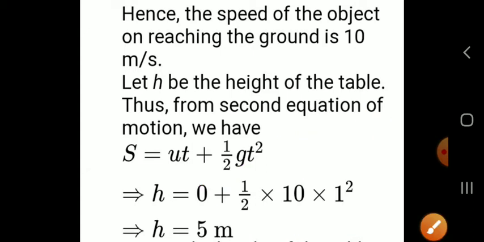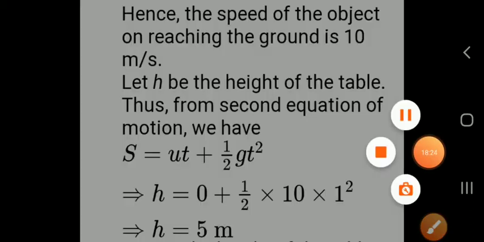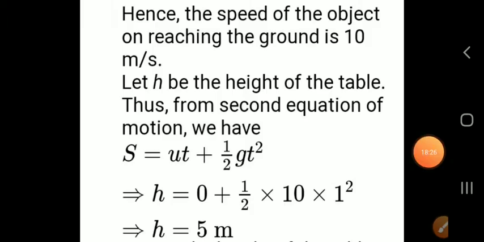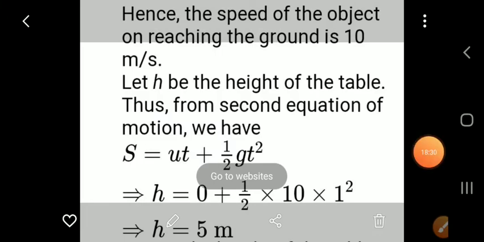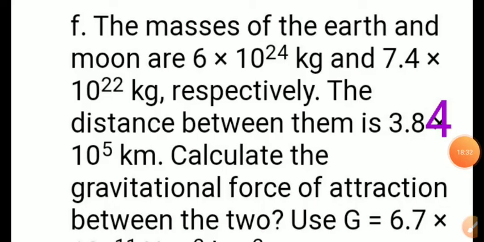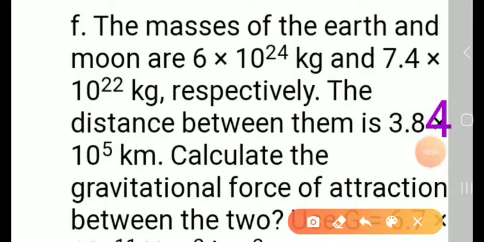Hope you might have understood this much, children. Let us see the next question. Let us see the F question of question number 5. Solve the following. Here it is the F question.